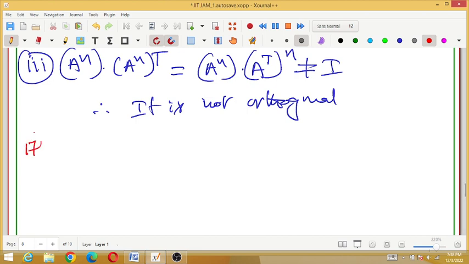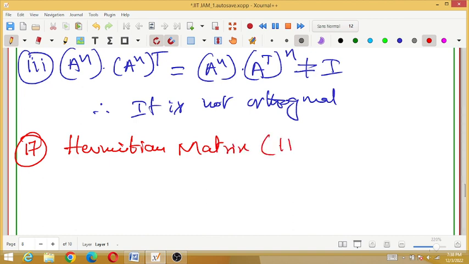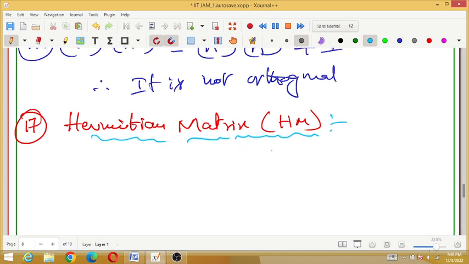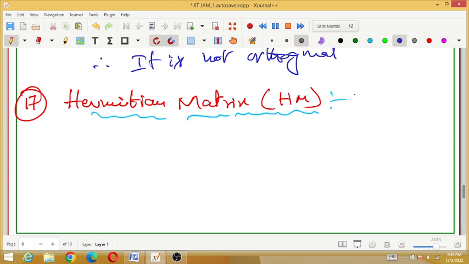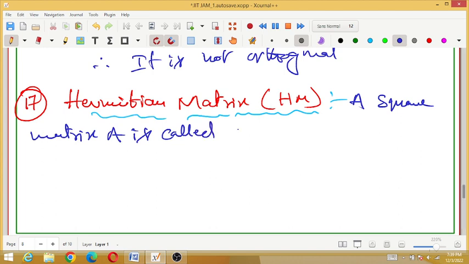So the main important one, the 17th one, Hermitian matrix. We denote it as HM. Hermitian matrix, HM. A Hermitian matrix is nothing but a square matrix. A square matrix A is called a Hermitian matrix.